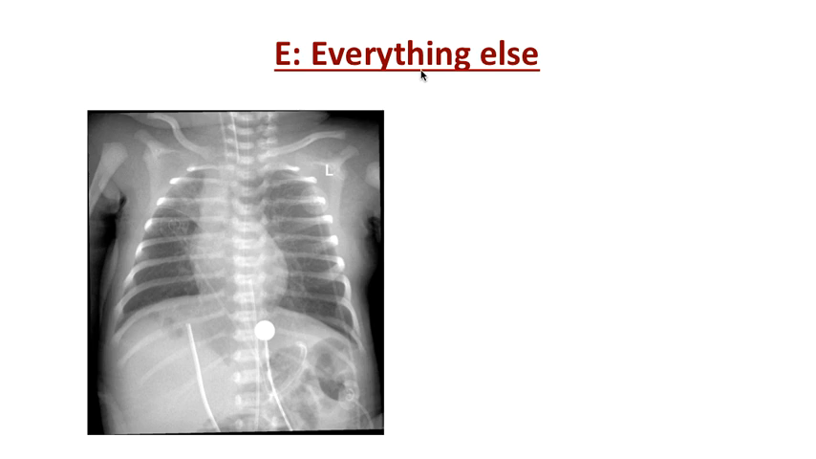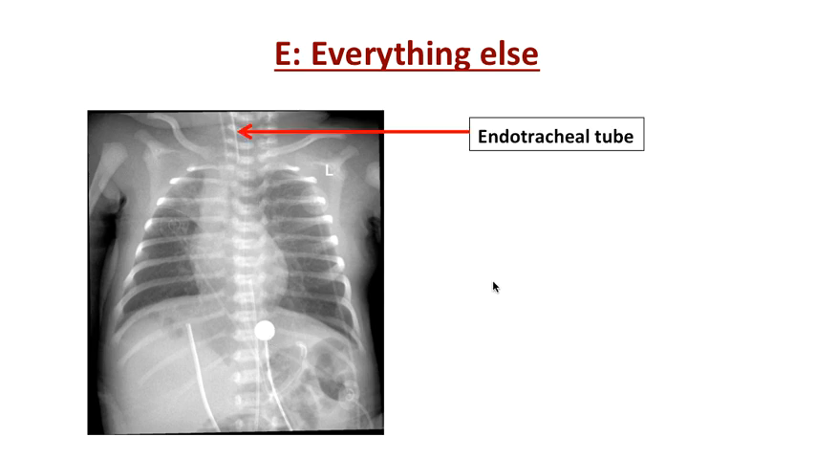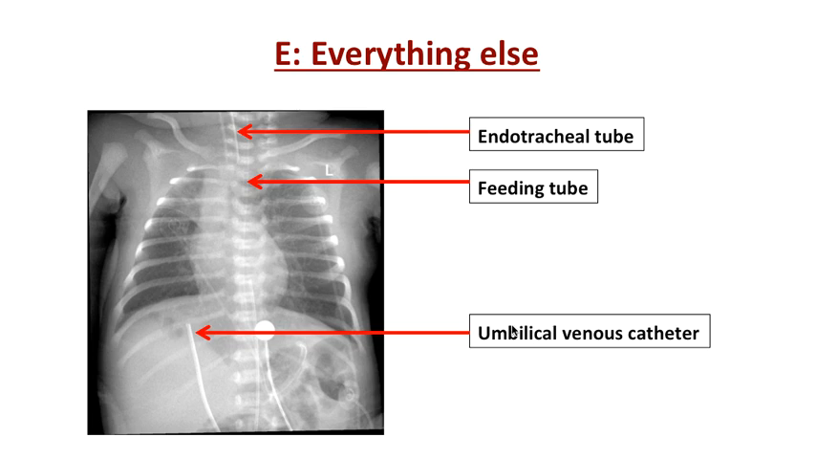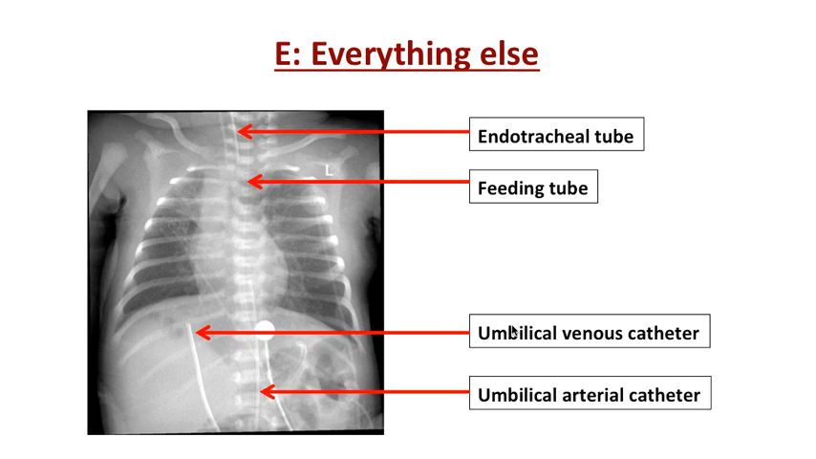E stands for everything else. You have to look at the bones, you have to look at the soft tissue shadows, and you have to look at all the lines and catheters. So in this X-ray, you can see so many lines and other things. You can see that there is an endotracheal tube in situ, and you can also see a feeding tube reaching up to the stomach, and there are two radiopaque lines which are nothing but the umbilical venous catheter and umbilical arterial catheter.